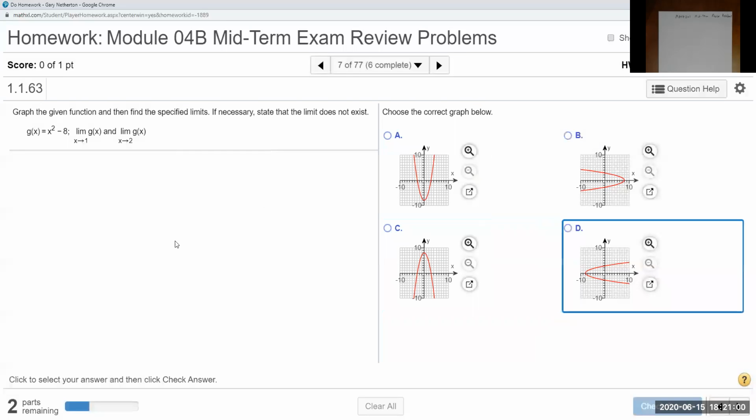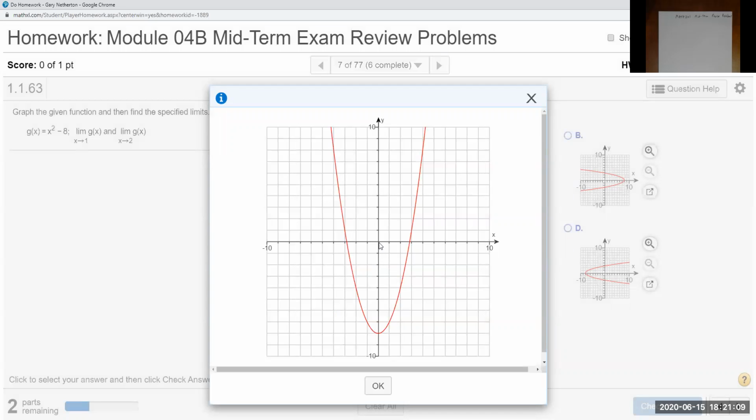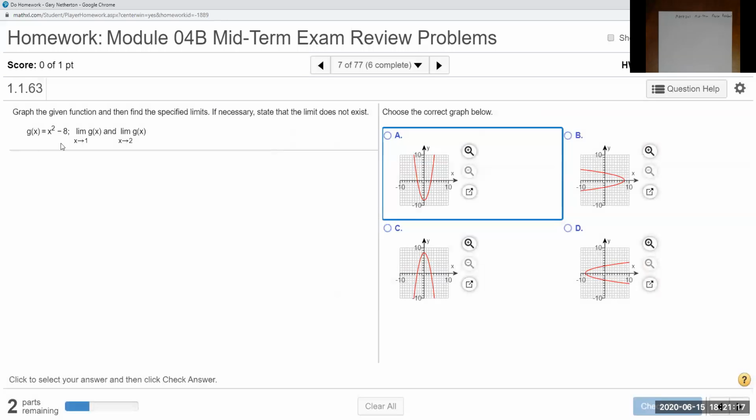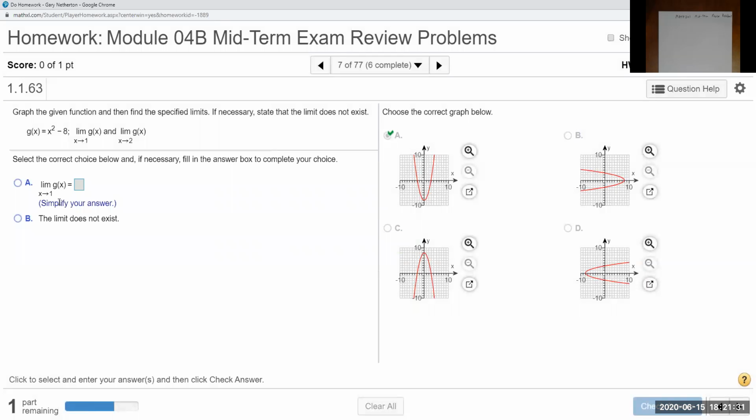So you know what? By simply looking at one point on this function, I was able to determine that A is the correct graph. Because once again, when x is 0, what's the function? The function is -8. And when I look at my equation here, when I plug in 0 for x, the function has to be -8. So I know that's the correct graph. So I choose it and I go and check it and it says I'm correct. Now it's going to go in and ask me to find my first limit.